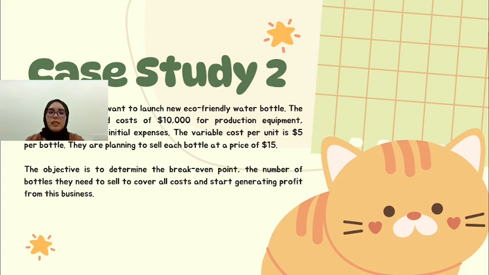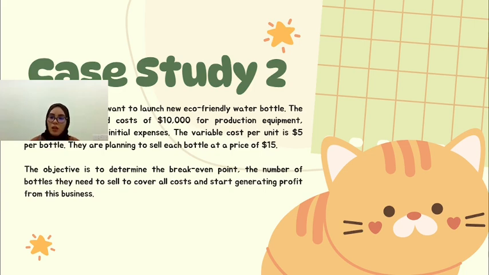Okay, now this is case study 2. This is the scenario: a startup company wants to launch a new eco-friendly water bottle. The company incurs a fixed cost of $10,000 for production equipment, marketing, and other initial expenses. The variable cost per unit, for material and labor, is $5 per bottle. They plan to sell each bottle at a price of $15. The objective is to determine the break-even point, the number of bottles they need to sell to cover all the costs and start generating a profit.